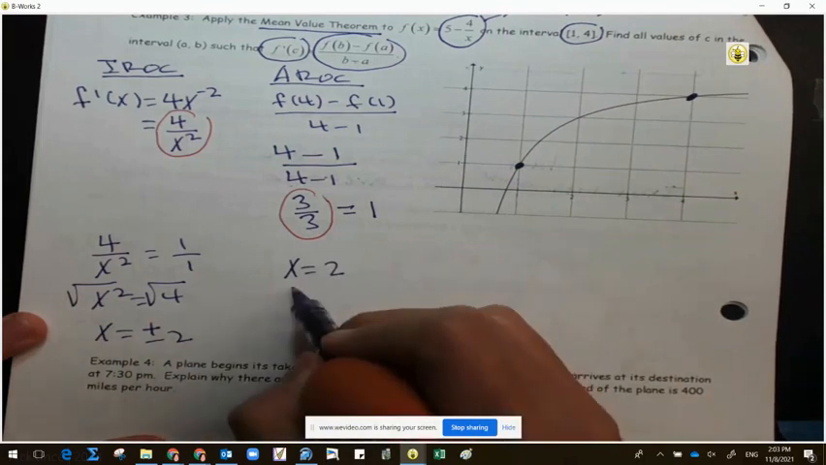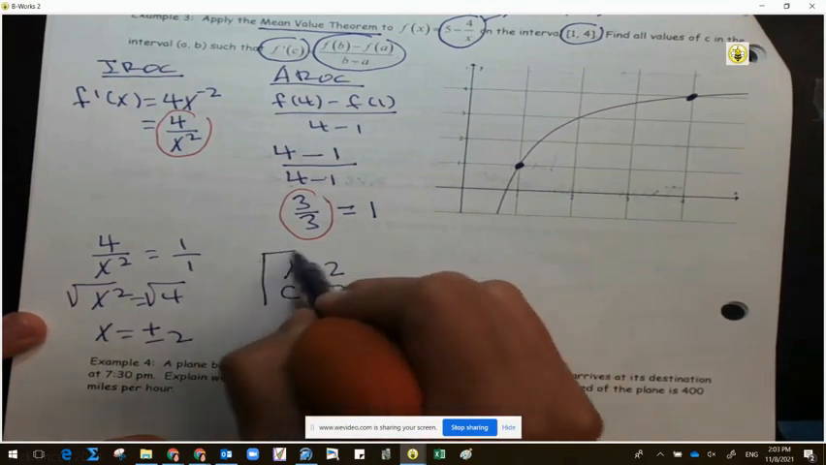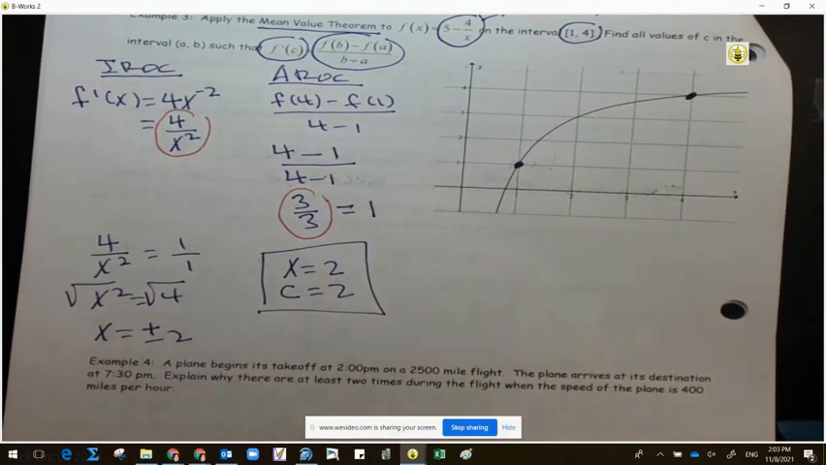Or specifically, according to the mean value theorem, we're typically looking for c. So they're both correct. So on your test, if you get carried away and you write x equals 2 and stop, that's okay. Not going to take off for that. Okay? All right.